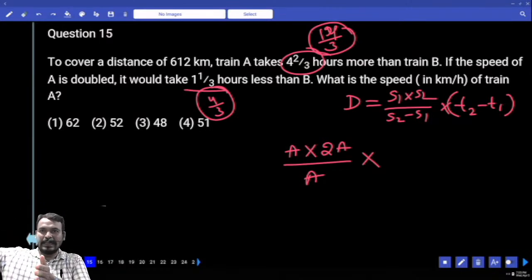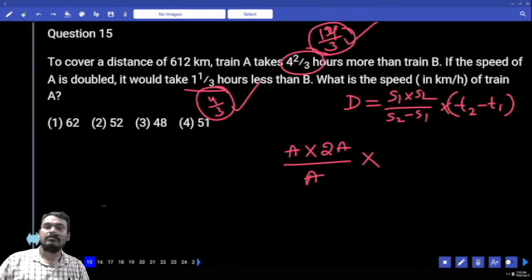If it is 2 hours late, 2 hours early, what is the difference in time? 4 hours. And here, in one case 14 by 3 hours more, in another case 1 by 3 hours less. What is the difference in time? 6 hours. 14 plus 4, 18 by 3 means 6. Time difference is how much? 6 hours. That is equal to the distance value. What is the distance value?